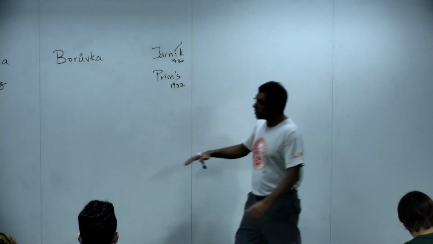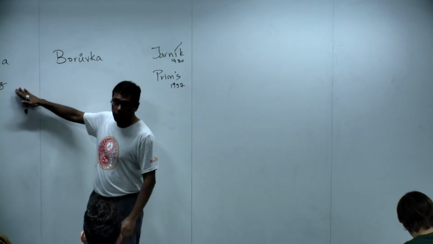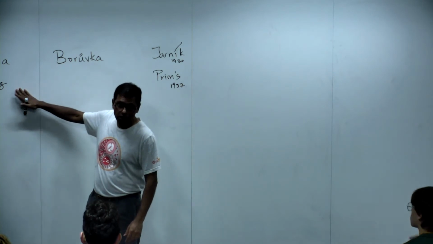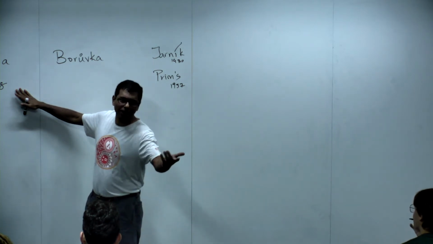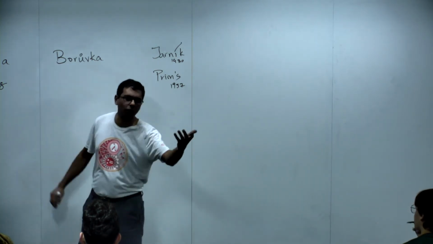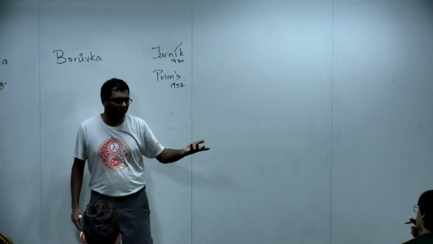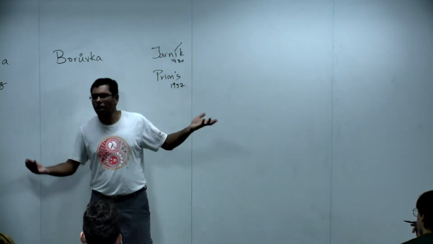Now, that doesn't guarantee me that I'm going to actually reach all of the vertices, because maybe the graph's not connected. I could have some vertices that are literally not reachable from my starting point, right? So that's a problem, right?